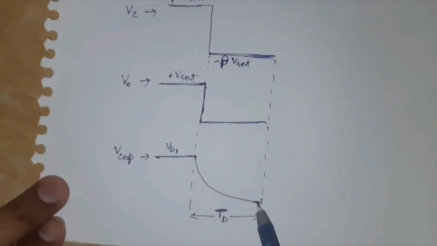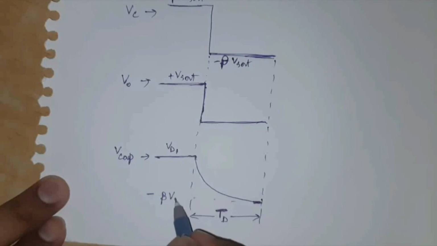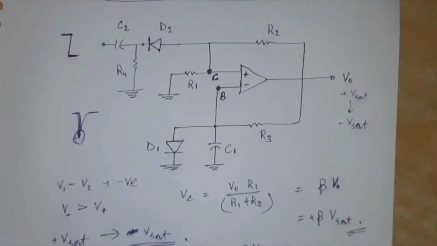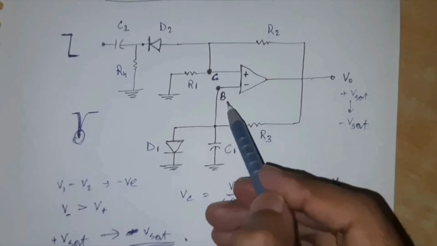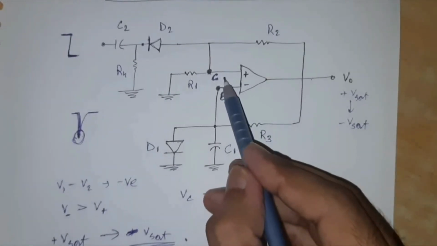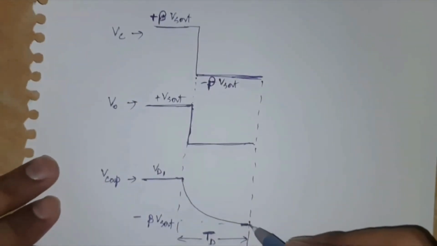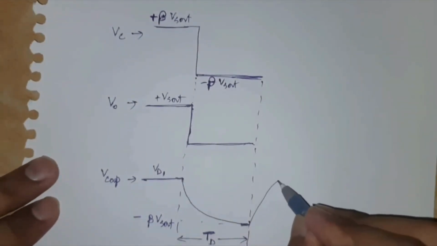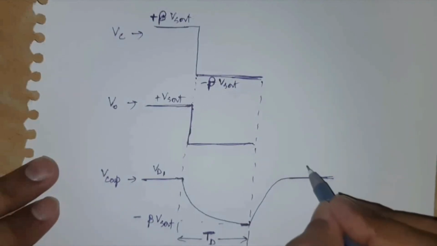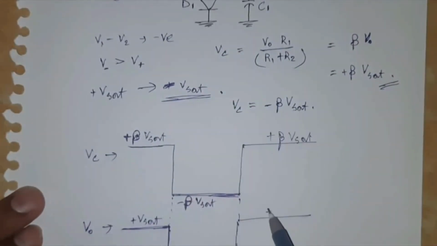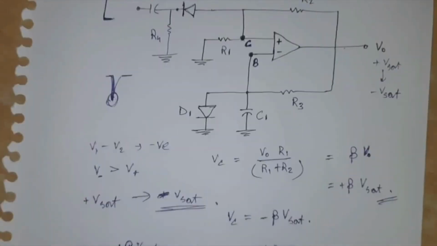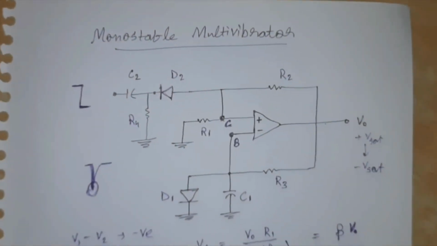here will go towards the lowest value, minus beta V sat, because after that automatically the non-inverting terminal goes at a higher potential than the inverting terminal, or point VC will be at a higher potential than point VB. So after this the output will be plus V sat, and hence it will again start to rise, and it will go towards its constant value of again plus VD1, and also plus V sat. So that is the analysis of the monostable multivibrator in detail.